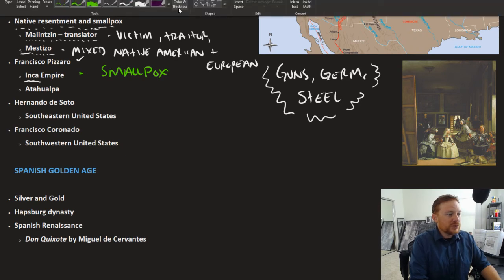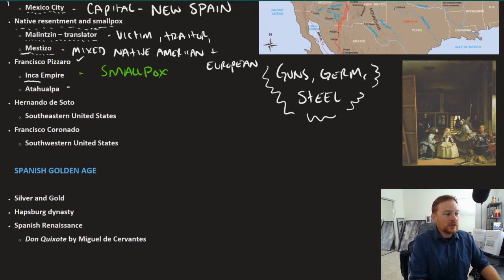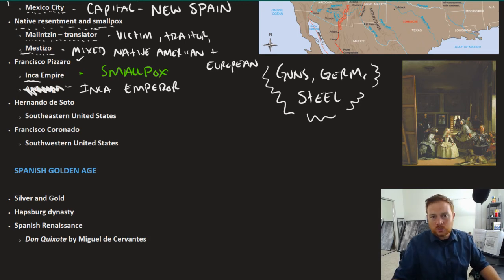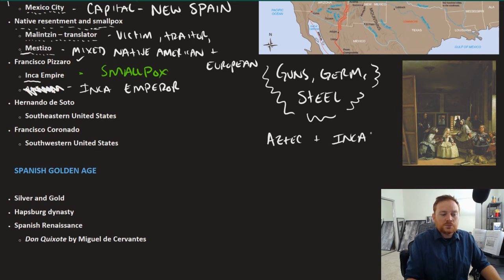But the story was pretty similar. Pizarro and his men captured the Incan emperor, Atahualpa. And much like what had happened to Montezuma II, Atahualpa was also killed by the Spanish conquistadors, Francisco Pizarro, right, who's responsible for that. So with that, both the Aztec and Inca, the two most powerful and sophisticated civilizations in the New World, both of them fell at the hands of the Spanish.